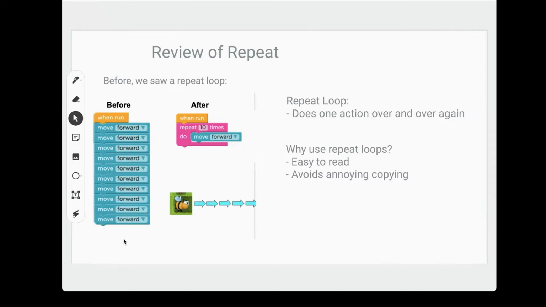But one tool you can use to make that easier is repeating it. So you can say repeat 10 times, move forward. And what that does is it lets you do one thing over and over again, but it's easier to read. You can see that it's exactly 10. You don't have to count and you don't have to copy and paste this block a ton of times. So using a repeat loop can really help save time and effort when you're doing something over and over again.